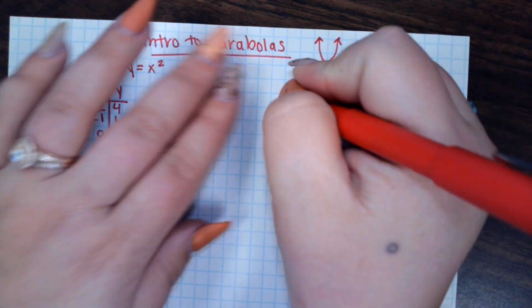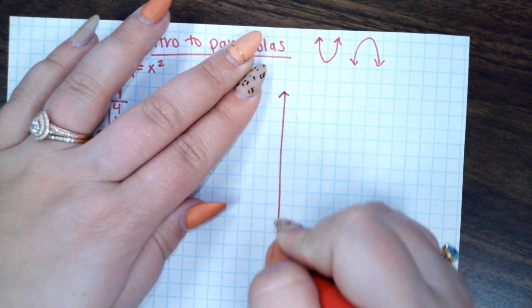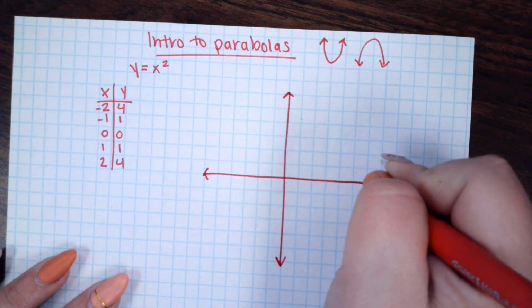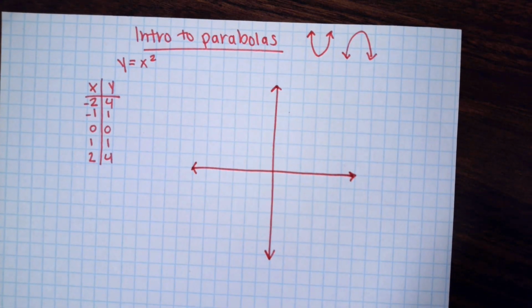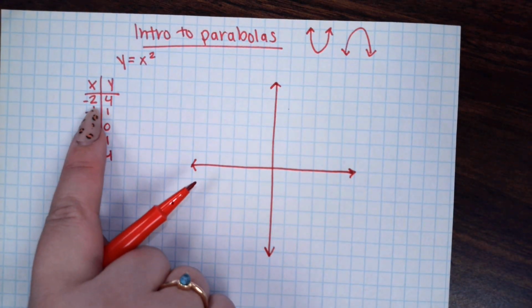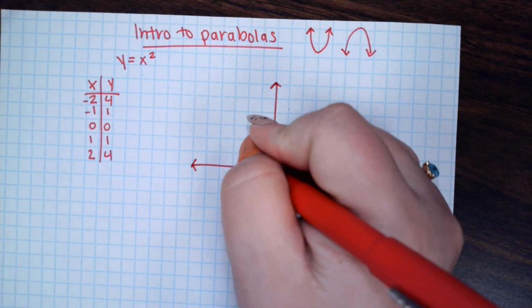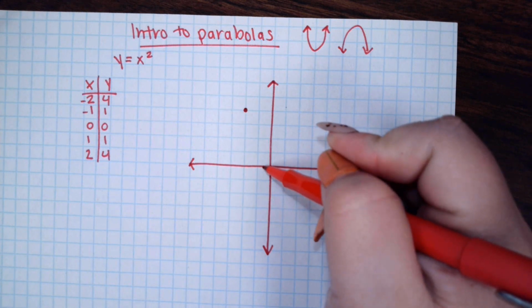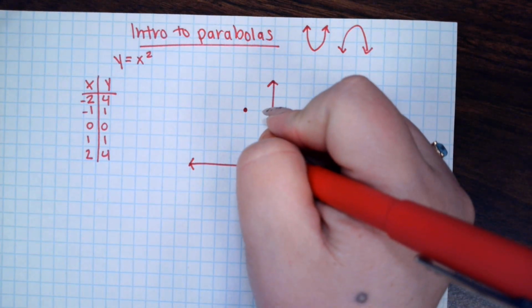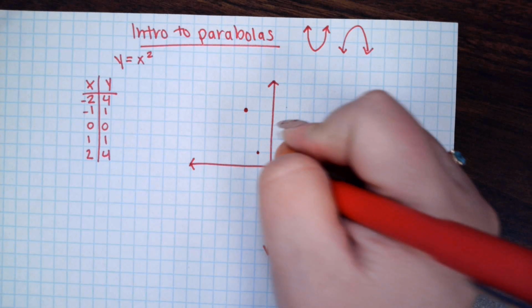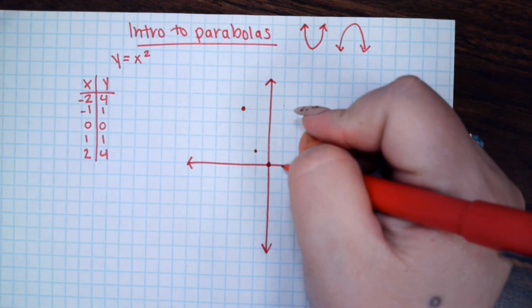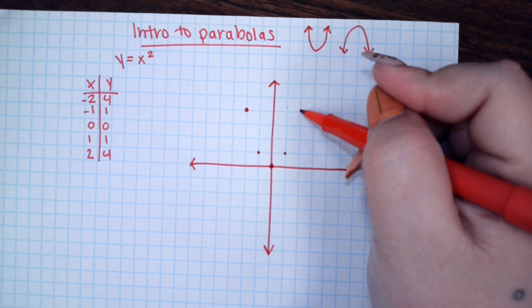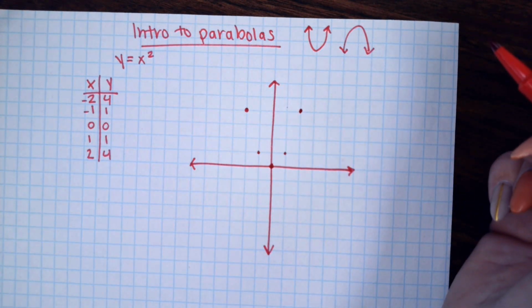So let's draw a coordinate plane, and let's graph our points. Our first point is -2, 4. So 1, 2, 1, 2, 3, 4. Then -1, 1. So -1, up 1, then 0, 0, then 1, 1, and 2, 4. So there's all of our points in the graph.